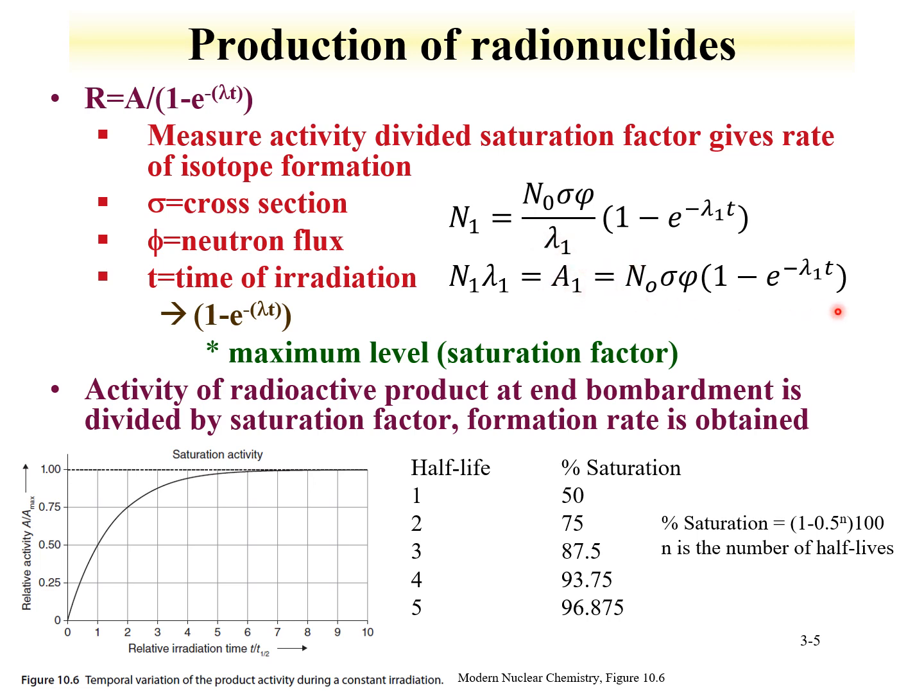The activity of 1 is equal to the initial amount of target times the cross-section times the flux, same equation as we used on the previous page, multiplied by 1 minus e to the minus lambda 1 t. So this is the decay constant of the isotope that you're producing. This term, 1 minus e to the minus lambda t, is called the saturation factor, and it gives you an idea of where you're going to reach a maximum level.